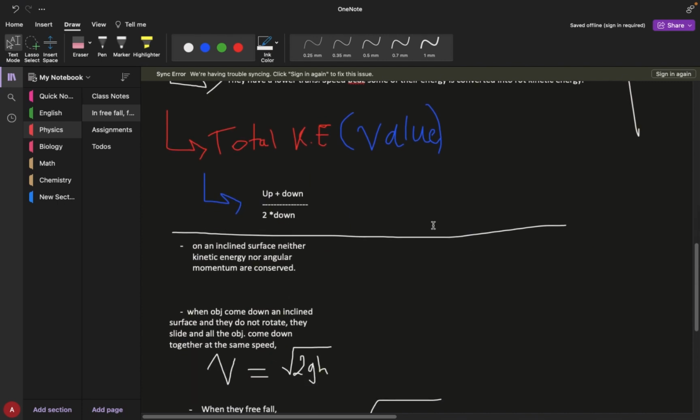Alright, guys, how to find the value of total kinetic energy? Now, we talked about the ratio, that's easy, but for value, you're going to say up plus down. Up, like I told you, is the numerator, down is the denominator. So up plus down, and then over 2 times down, mass times velocity squared. Oh guys, I forgot this. Yeah, pretty sure it's that.